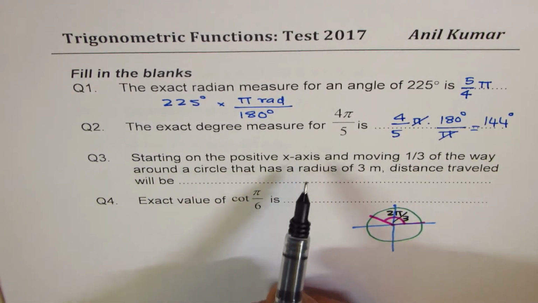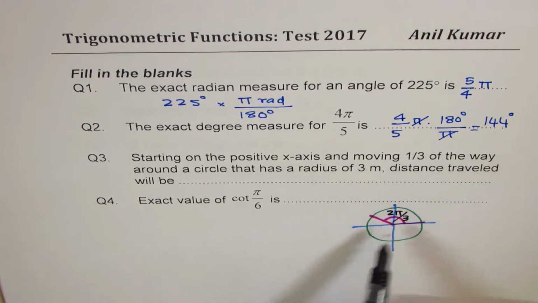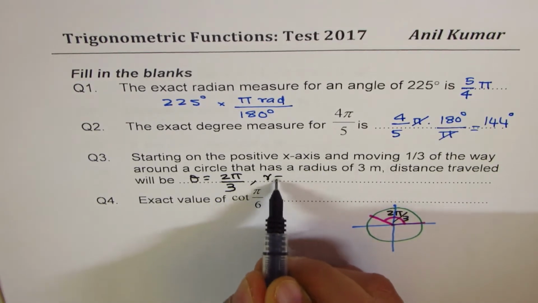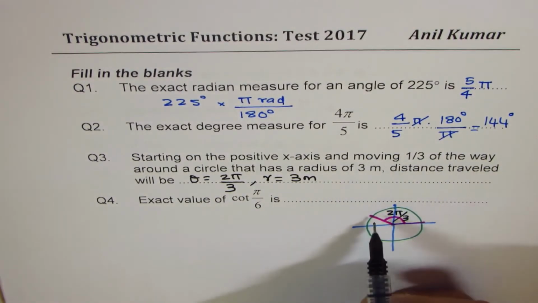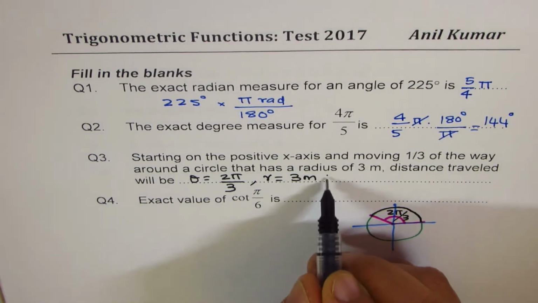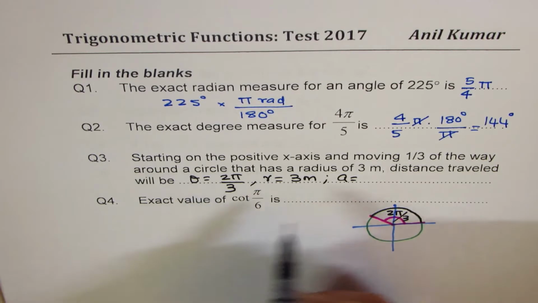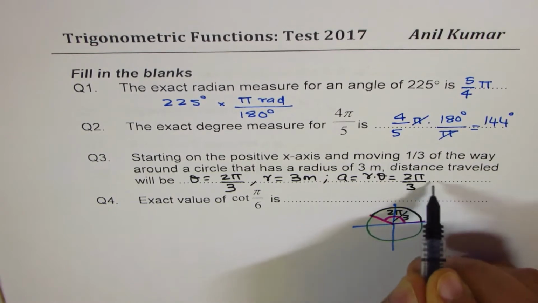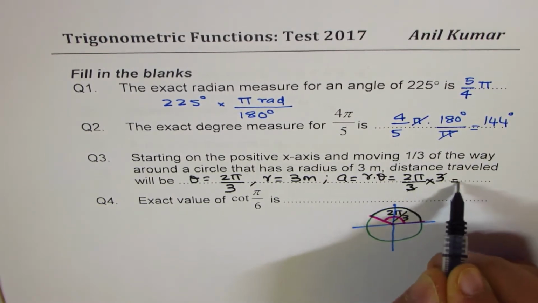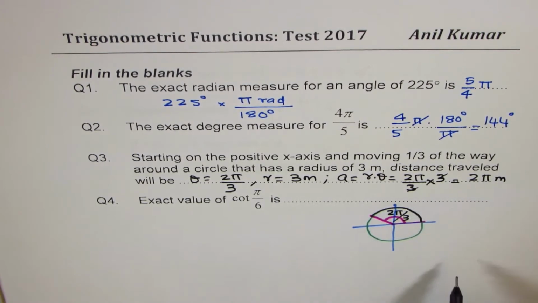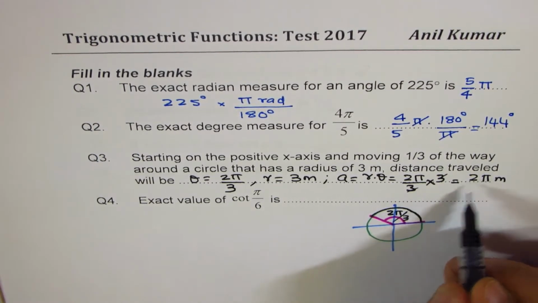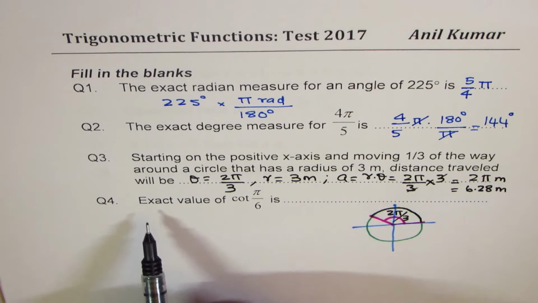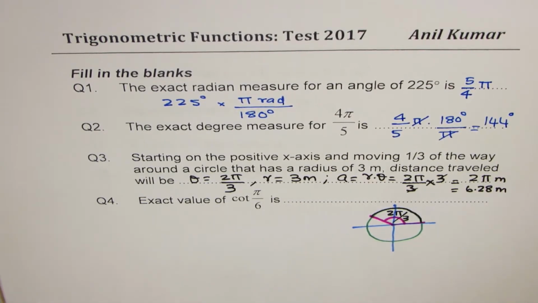Now, starting on the positive x-axis, moving 1/3 of the way, that means angle theta is 2 pi by 3. And we are given radius as 3 meters. You need to find distance traveled. That means this distance, arc length. And we know arc length is r times theta, and therefore it should be 2 pi by 3 times 3. So 3 and 3 cancel and we get 2 pi meters as our answer, which is 3.14 times 2, 6.28 meters, correct?